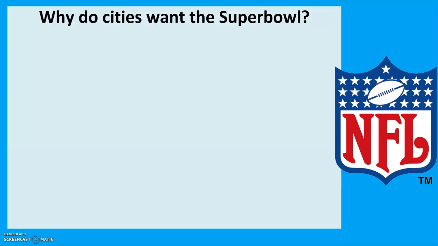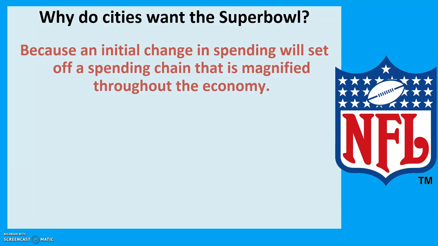Now, one of the things that we like to do once we start looking at how people spend money in an economy is ask ourselves questions like, why do cities want the Super Bowl or the Olympics or a major sporting event or the national conventions during election season? Well, because an initial change in spending is going to set off a spending chain that is magnified throughout the economy.